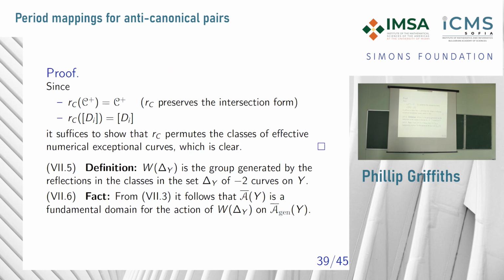So that gives the definition of the Weyl group, the group generated by reflections in the set of -2 curves on Y. And the arguments just given show that this closure of the ample cone is a fundamental domain for the action of the Weyl group on the generic closure of the ample cone. So the difference between the closure of the ample cone and the closure of the generic ample cone is a Weyl group element. It's a finite group.